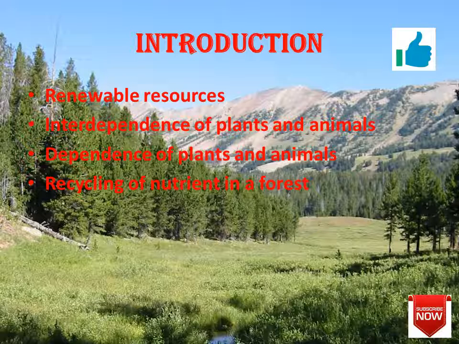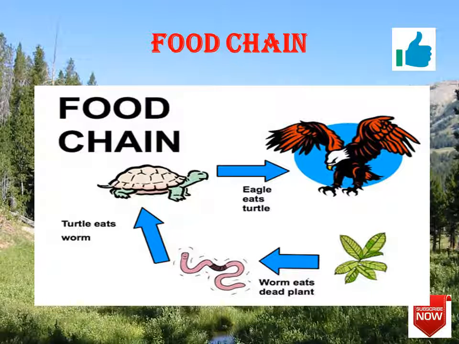The decomposed product obtained is called humus, and humus is a black colored substance which is rich in nutrients. The humus is added to the soil, and the producers again absorb these nutrients from the humus of the soil, and the whole cycle is repeated again and again. And this way the recycling of nutrients in the forest takes place between the abiotic and biotic components of the forest. Now coming to food chain, what exactly is a food chain?